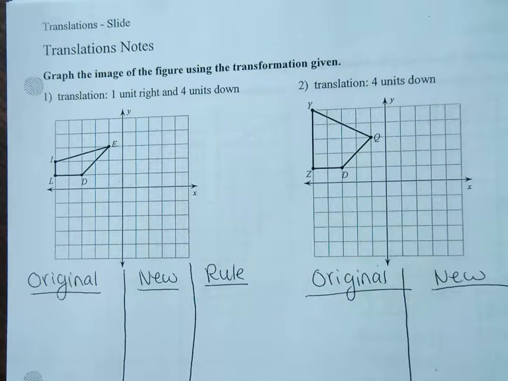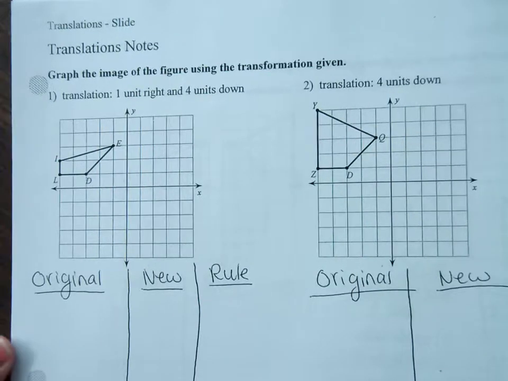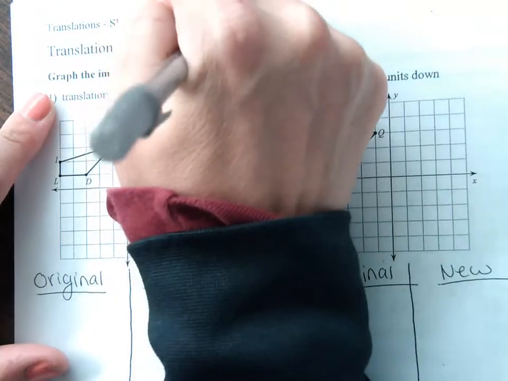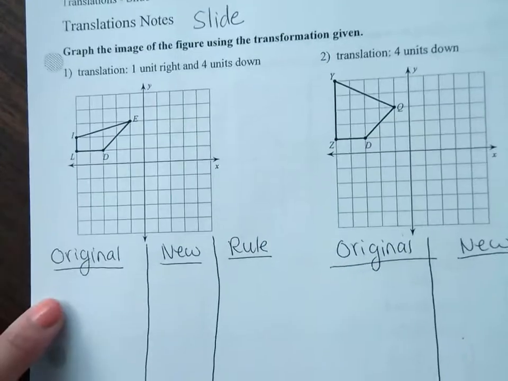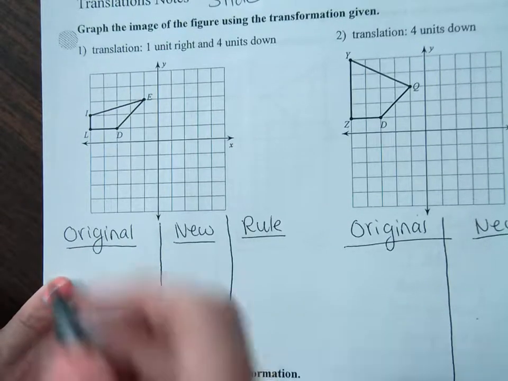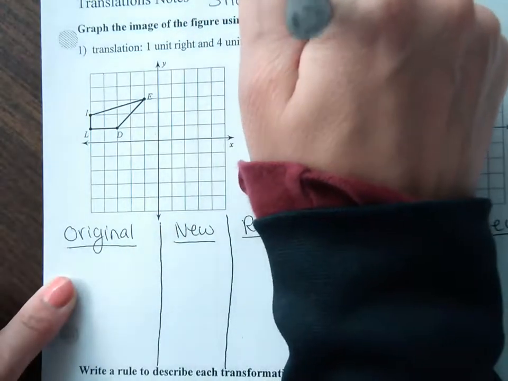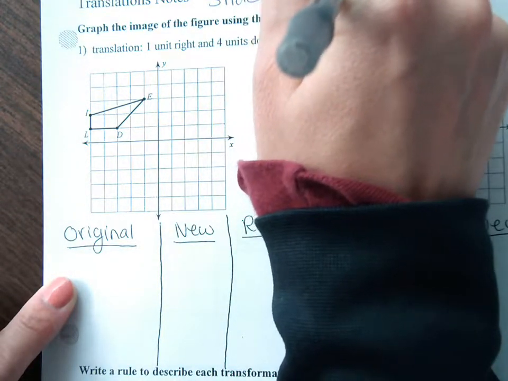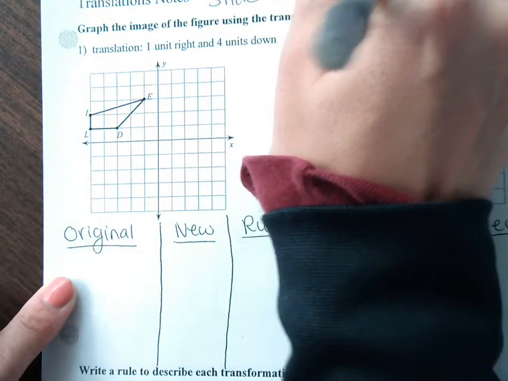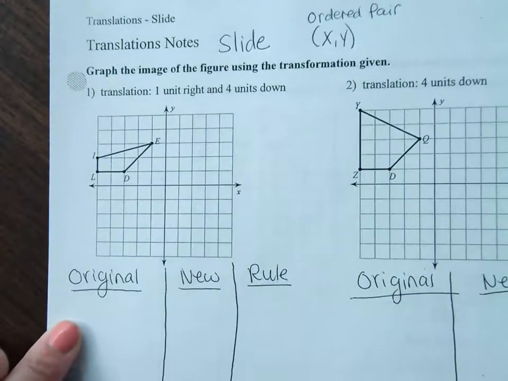Alright, we are going to discuss how to perform a translation on the coordinate plane. Remember, a translation means to slide. We're going to slide the images. So the first thing that we want to do is write down the original points. Remember that an ordered pair is x, comma, y.